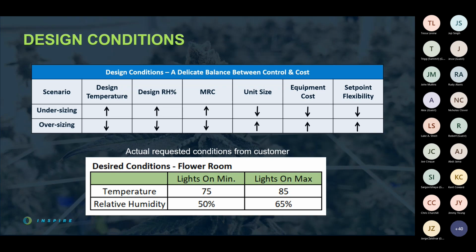And going from 85-65 to 75-50 doubled the size of the system and doubled the cost. So at the end of the day, we settled on a middle ground of actually 78-55 for the design conditions for this room, which will allow them to hit 75-50 at the end of the flowering cycle when they want to, when transpiration rates have started to subside, without blowing up their budget and getting them too big or too small of a system.